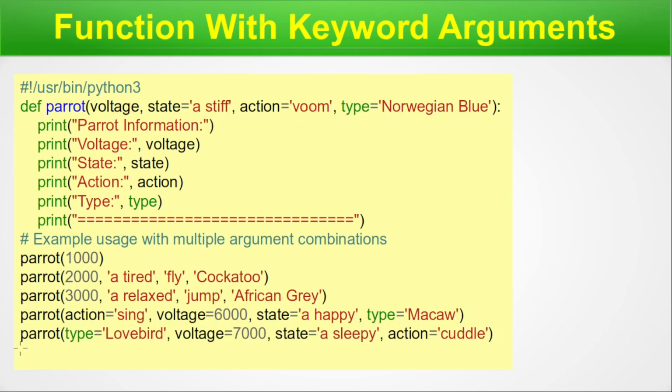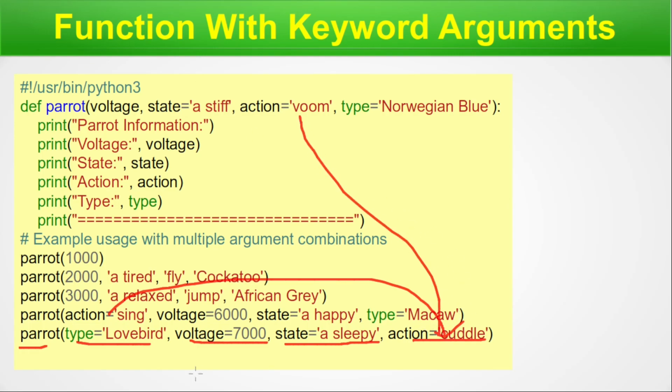Next, we have parrot, then type lovebird, then voltage is equal to 7000, state sleepy, and action is equal to cuddle. So you can see here again we have changed the position of the action, which was initially here. So we are continuously swapping or changing the position of the arguments. This is what we can do with the keyword arguments.